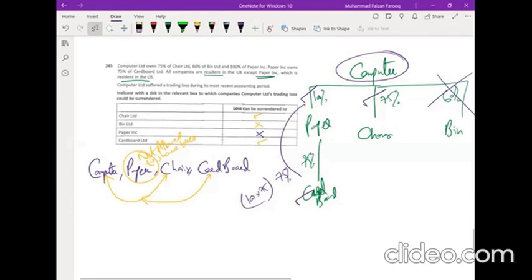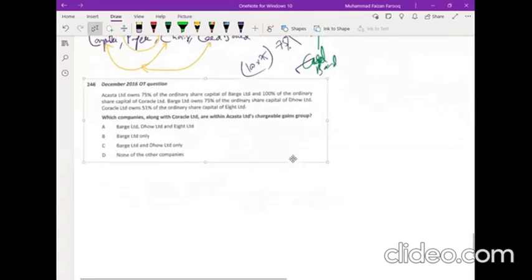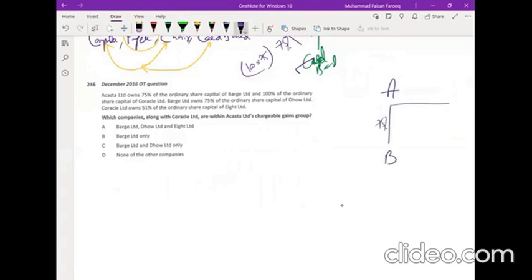The next question again from your revision kit is an OT question. I'm sharing it here. Can you tell me the answer, please? See, the easiest way is to make the structure while reading the question as I am doing. A Limited, then 75% it holds in B, 100% it holds in C, B holds 75% in D, and C holds 51% in E. Just make the structure and you will understand it very easily.